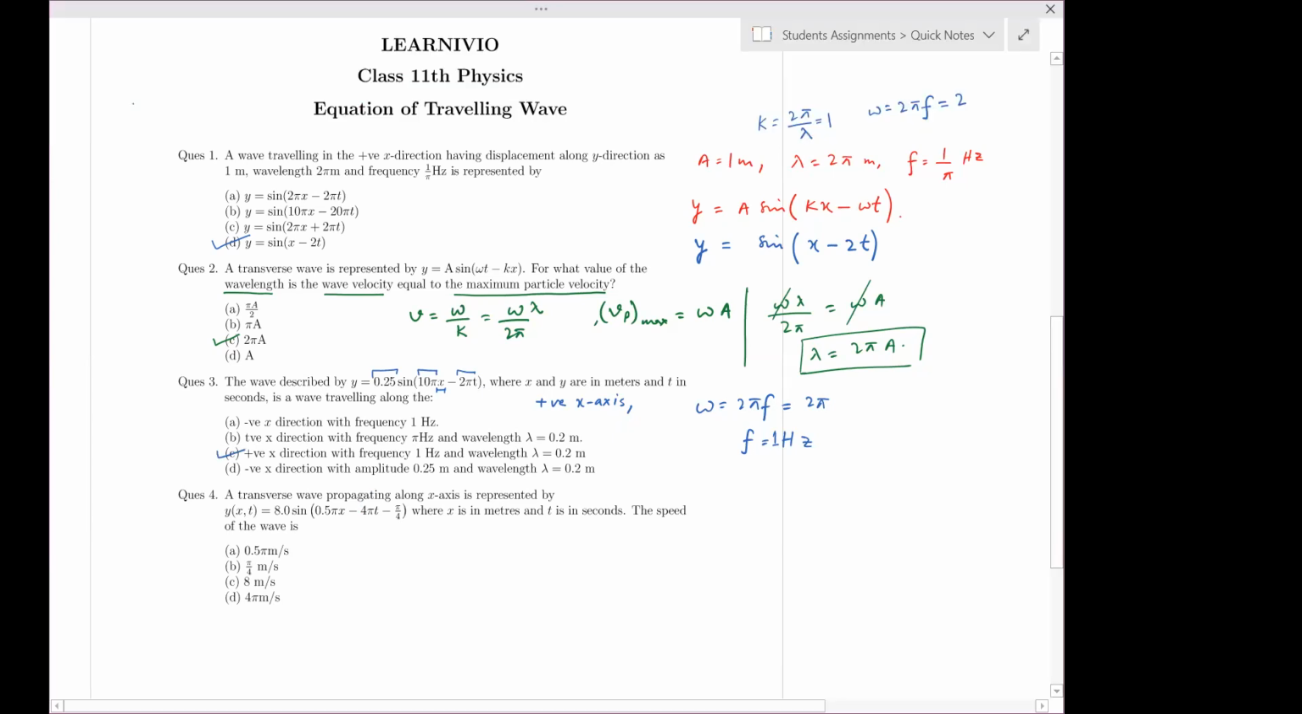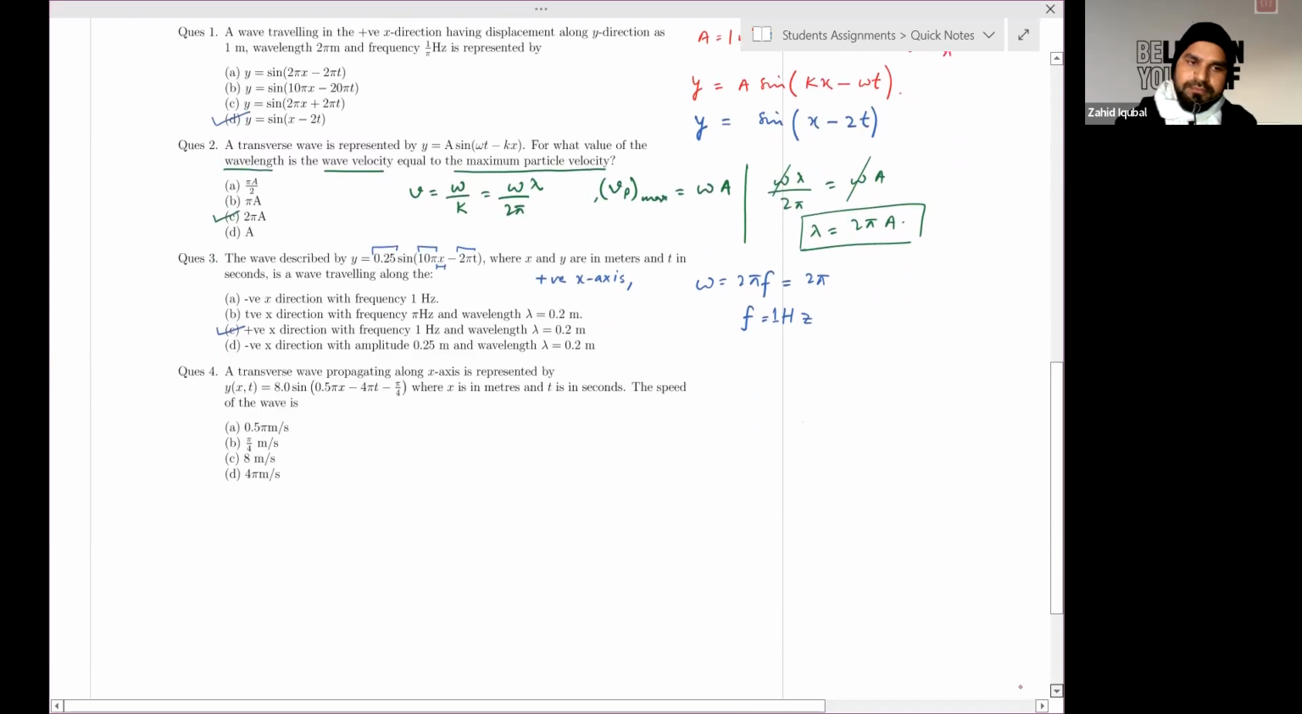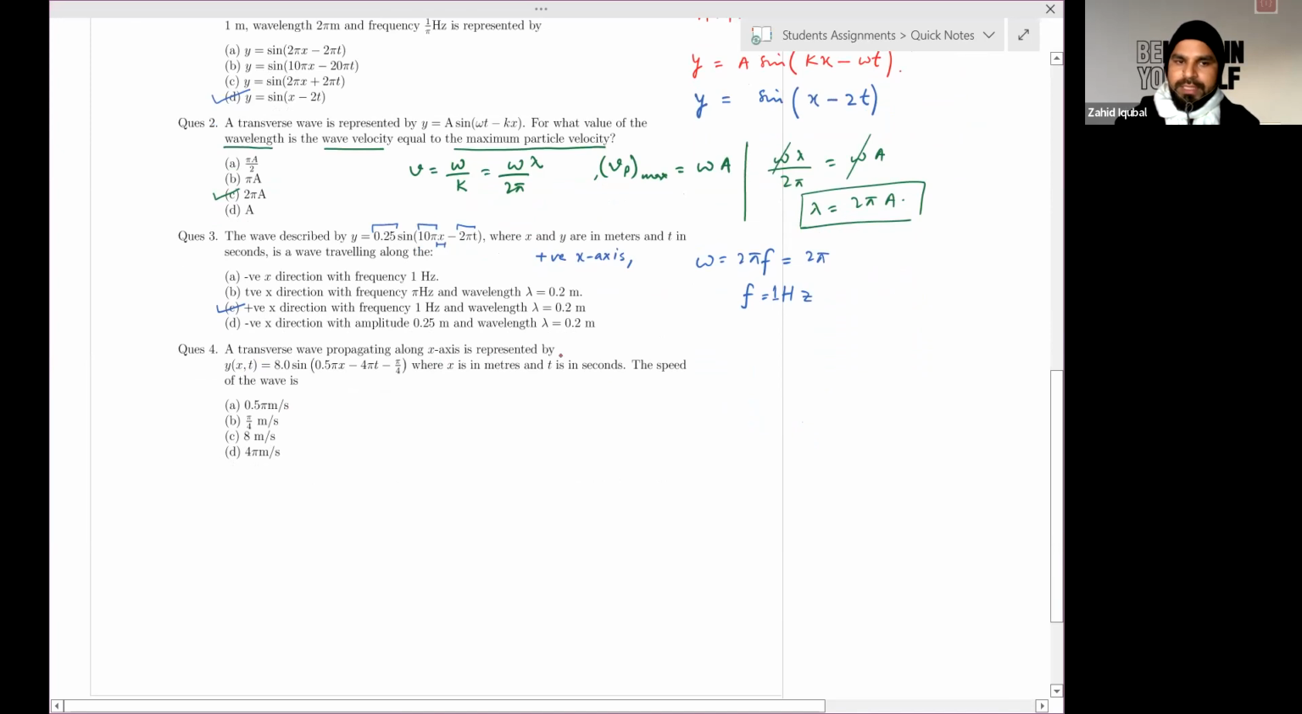Okay. Next question, question number 4. A transverse wave propagating along the positive x-axis is represented by this. The speed of the wave is? How to calculate the velocity of the wave? It will be omega by k. Omega is nothing but the coefficient of t. So in this part, the coefficient of t is 4 pi. So we can say omega is equal to 4 pi, and the coefficient of x is called k, the angular wave number, 0.5 pi. Just substitute these values and try to find the velocity of the wave.